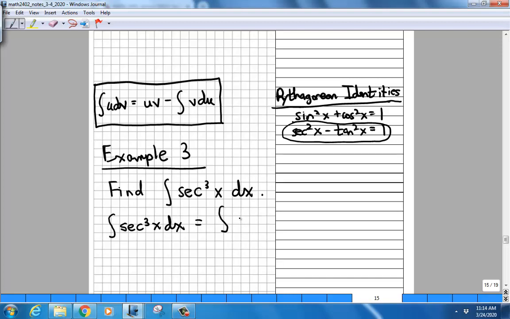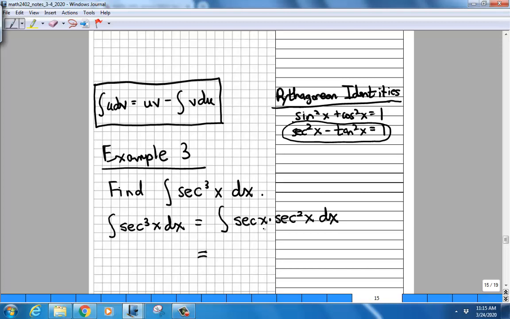But here's what we're going to do. I'm going to take secant cubed of x and rewrite it as secant of x times secant squared of x. We can obviously do that because secant times secant squared is secant cubed. That trick is really important to helping us finish finding this antiderivative. Here's why: now I'm going to apply integration by parts. See, now I have a product in my integrand, and that makes it possible to apply integration by parts.